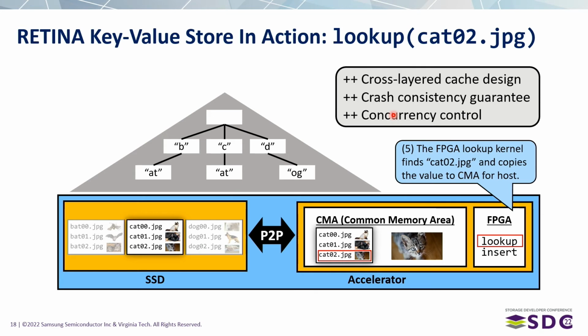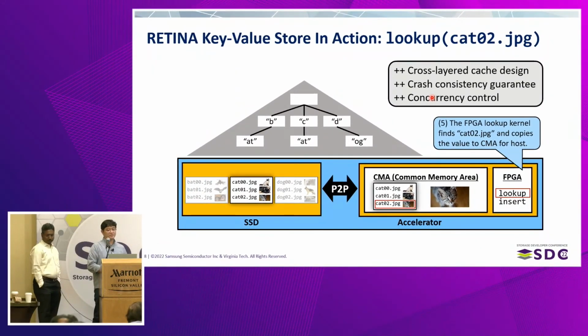Besides this, there are a lot of details that I didn't explain: how to perform the insert operations or the scan operations, how to add a cache design and efficiently guarantee cache consistency, how to avoid losing data under a sudden power failure, and how to efficiently control concurrent operations. But this is the overall idea of the RETINA key value store.